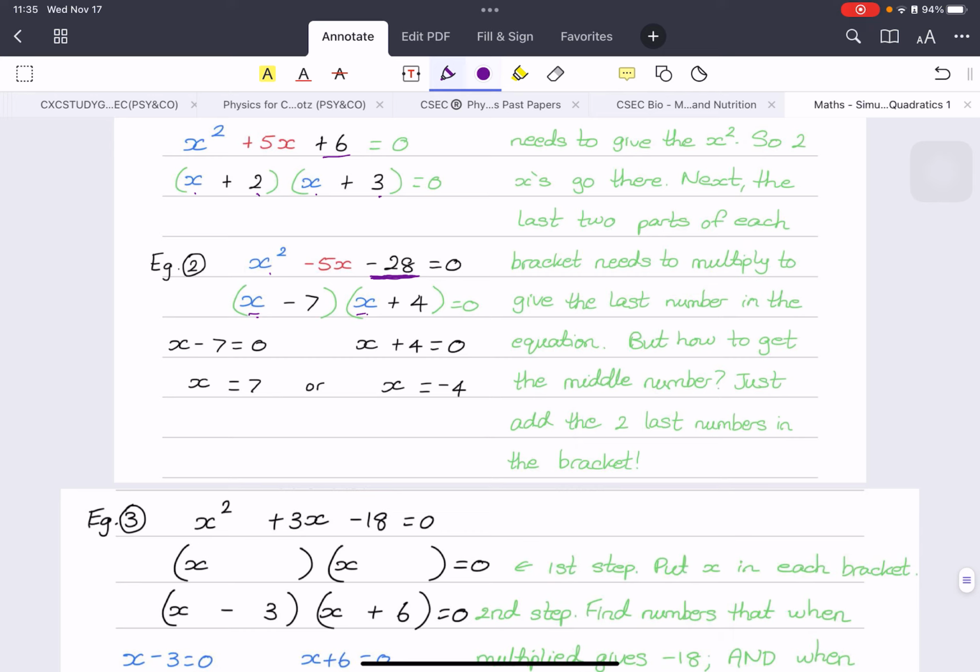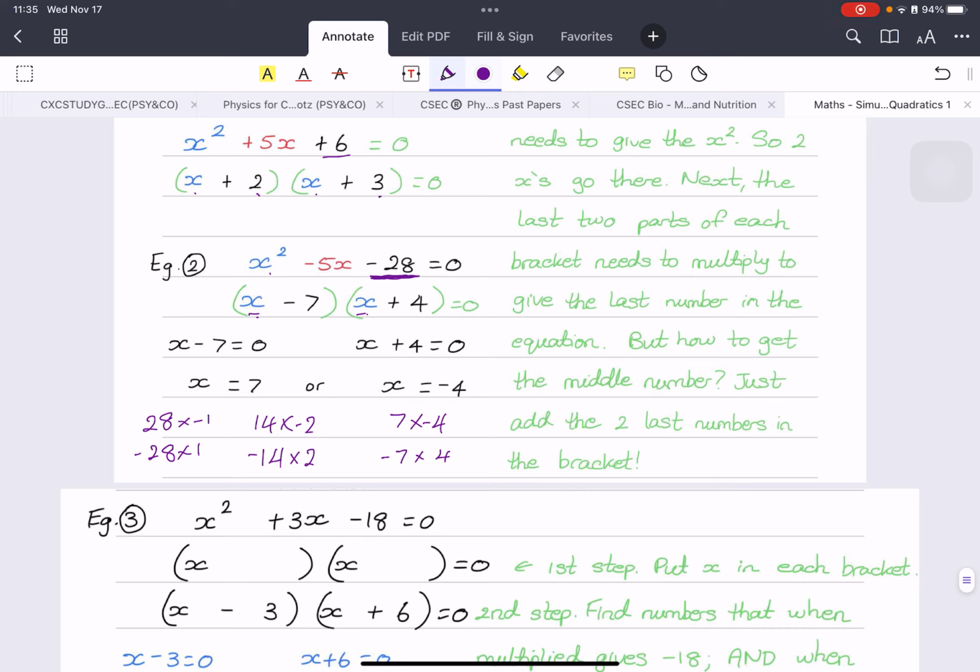So we could have different possibilities. It could be 28 by negative 1. That gives us negative 28. Or it could be negative 28 multiplied by 1. That also gives us negative 28. It could be 14 multiplied by negative 2, or negative 14 multiplied by 2, or it could be 7 multiplied by negative 4, or negative 7 multiplied by 4. All of those give us negative 28.